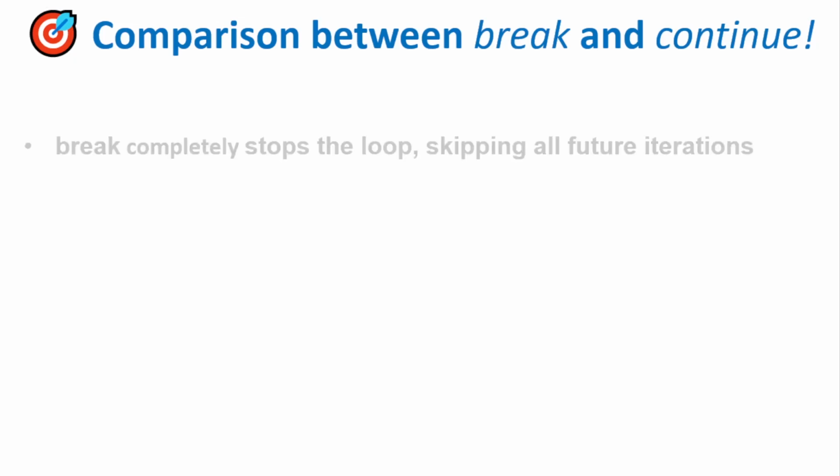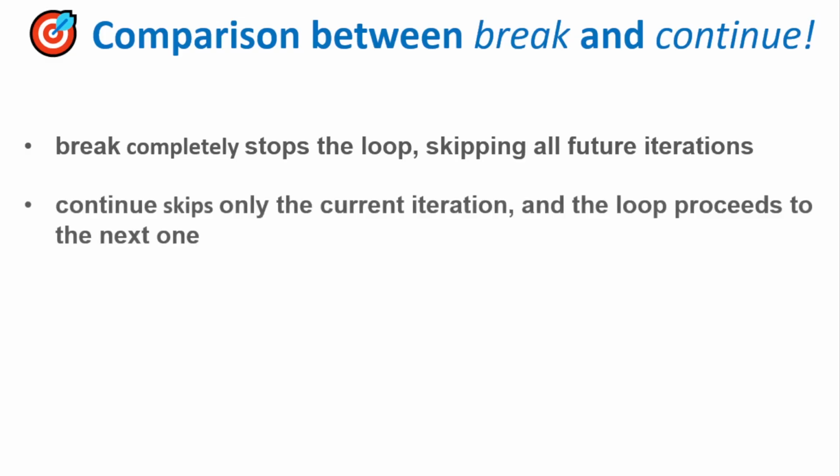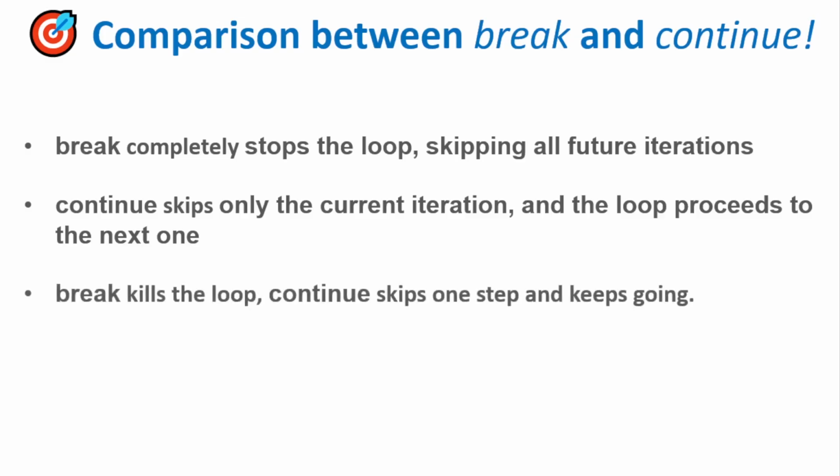Here is a comparison between break and continue. Break completely stops the loop, skipping all future iterations. In contrast, continue skips only the current iteration and the loop proceeds to the next one, eventually allowing the loop body to execute again, just not in this specific run. They do the opposite. Break kills the loop, continue skips one step and keeps going.